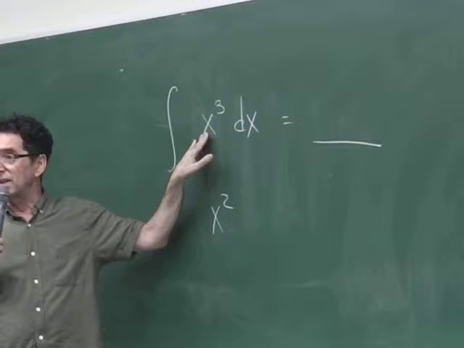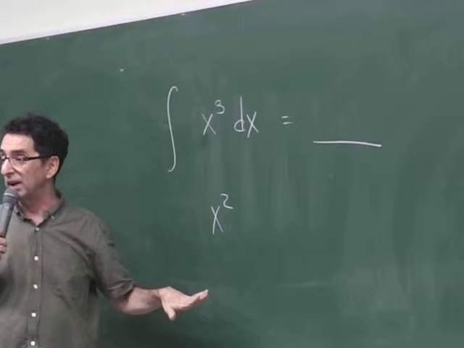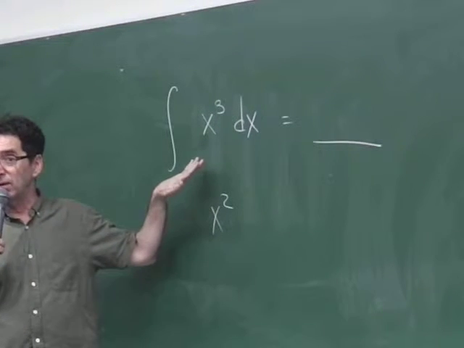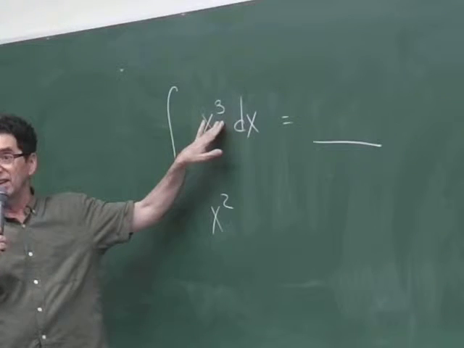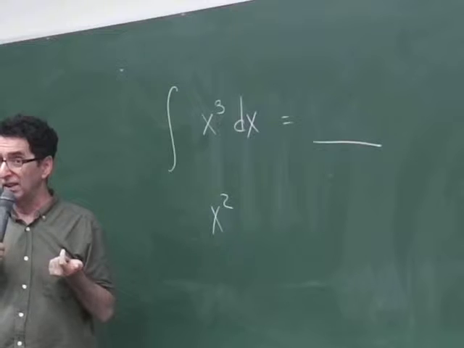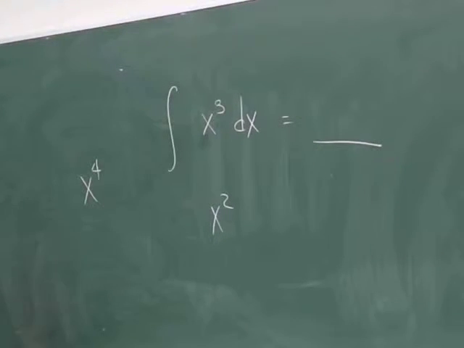So I want you to guess what function you can take that, if you take its derivative, will give you x cubed. Now, one thing to think about is usually when you take a derivative, the power goes down, right? So it's going to be a higher power than 3, right? So it's probably going to be something x to the fourth. So let's just guess x to the fourth. What's the derivative of x to the fourth?